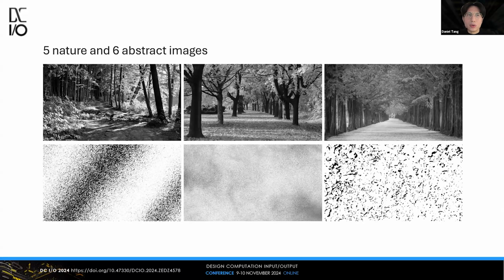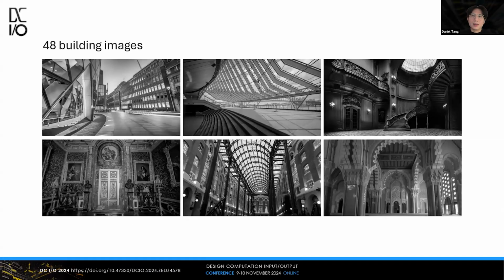A total of 60 images were used, including 6 abstract images and 5 natural images, which were shuffled with the built environment images to reduce participants' expectation of what they would see next. These are examples of the building images out of the 48 building images.